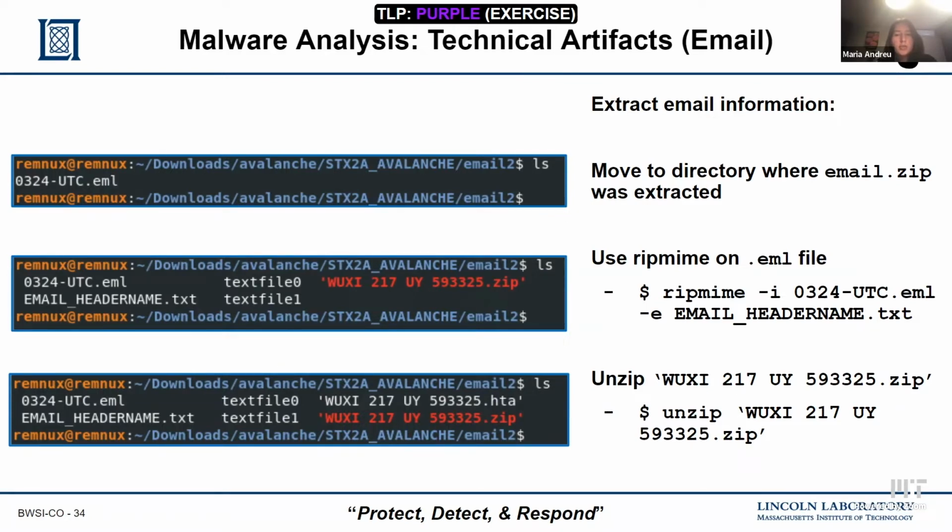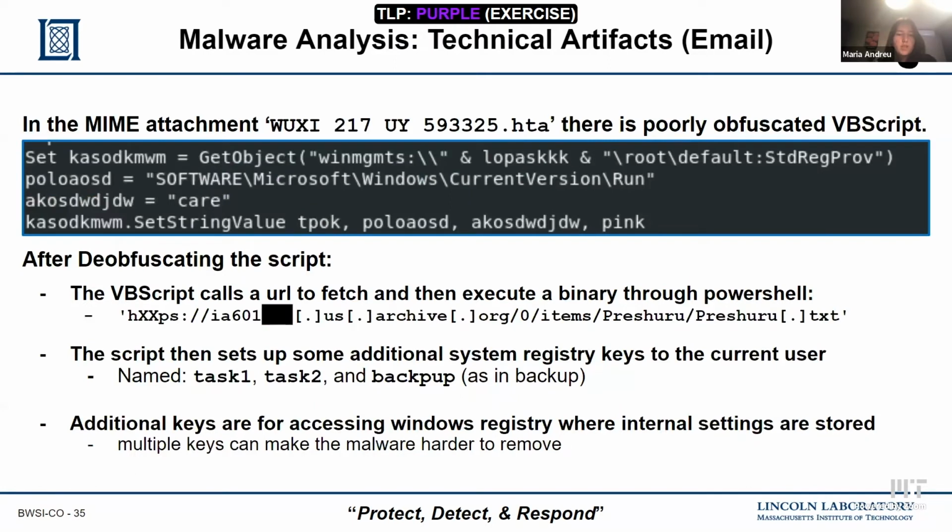When we unzipped the remaining zip attachment, we extracted this HTA file. In the HTA file attachment, there's poorly obfuscated VBS script. After deobfuscating the script, we determined that it calls a URL to fetch and then execute a binary through PowerShell.